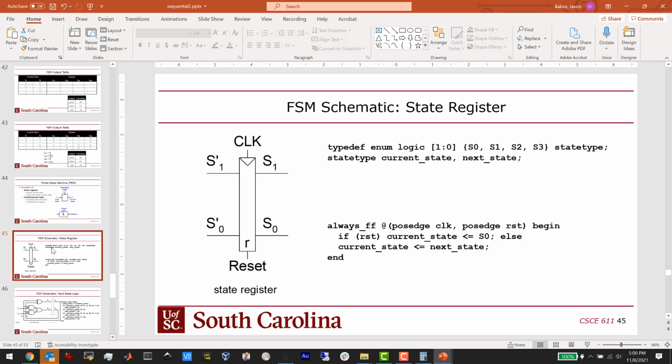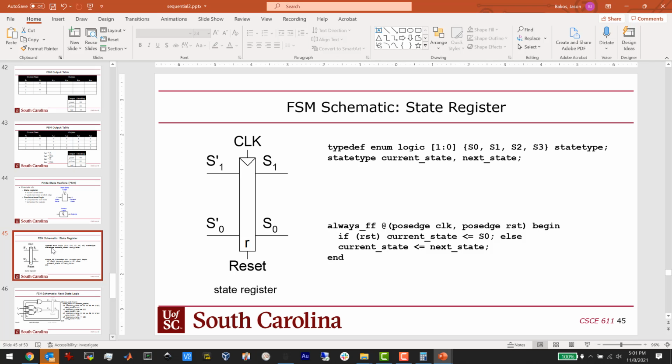So really, this is just the same logic as a D flip-flop. The only difference is instead of D, it's called next state, and instead of Q, it's called current state, right? That's the only difference. But that's the stuff that actually takes care of the memory.